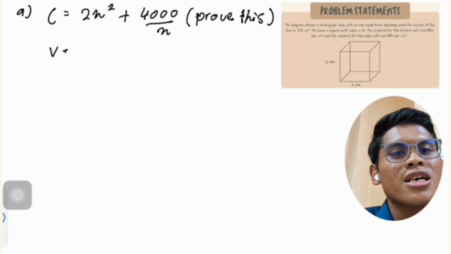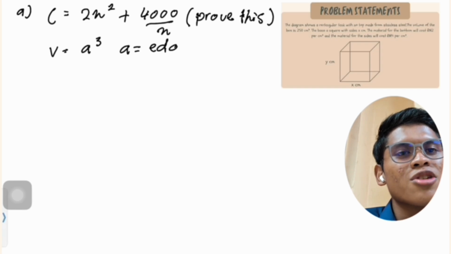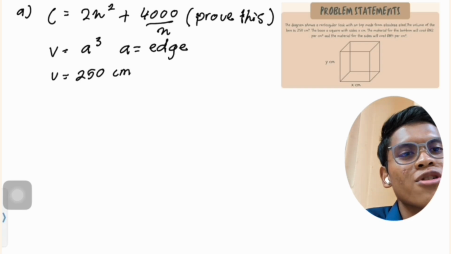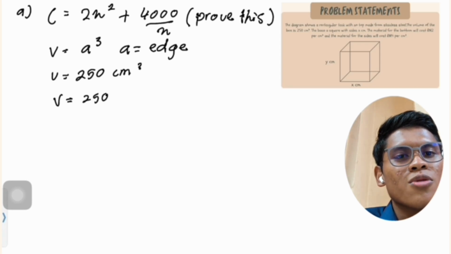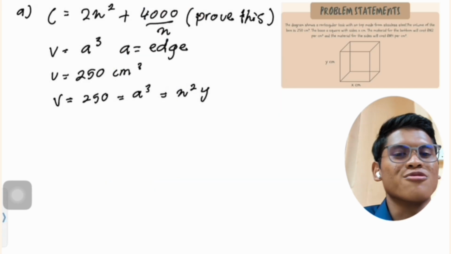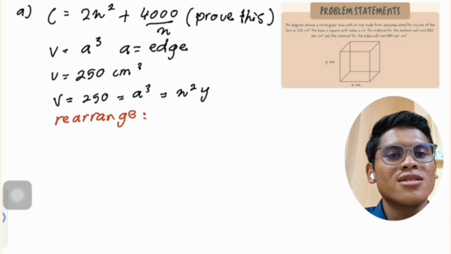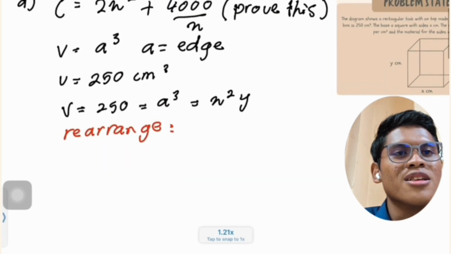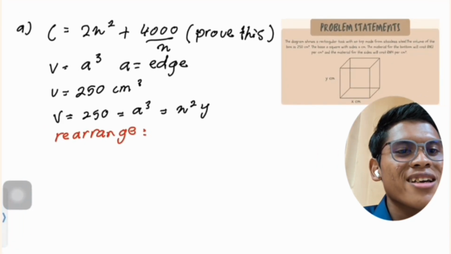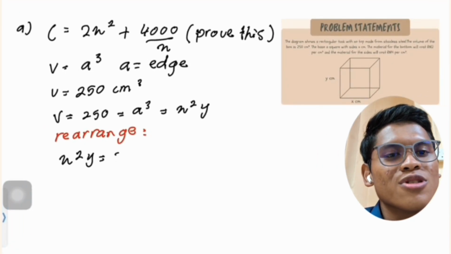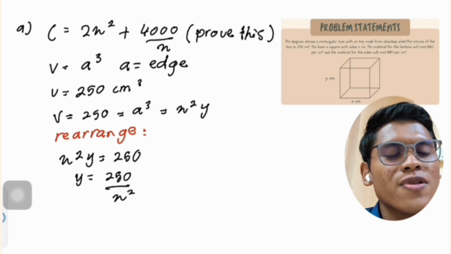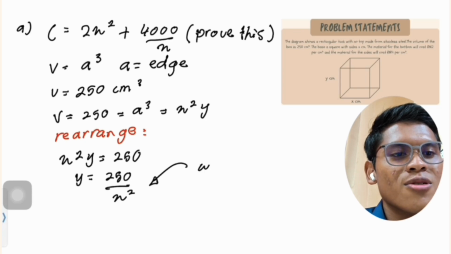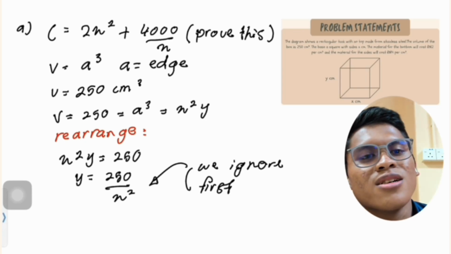So firstly, we need to know the volume for the tank, which is V equals 250 cm³. We need to make it into a continuous equation. So V equals 250 equals x squared y. Now rearrange the equation. So x squared y equals 250, and rearranging, y equals 250 over x squared. Remember this, we'll use it later.